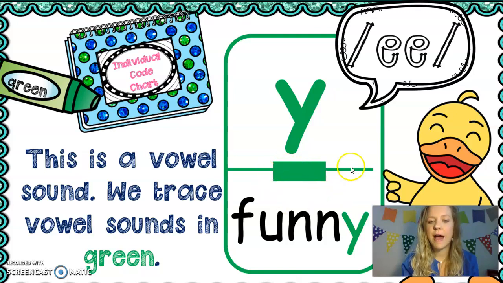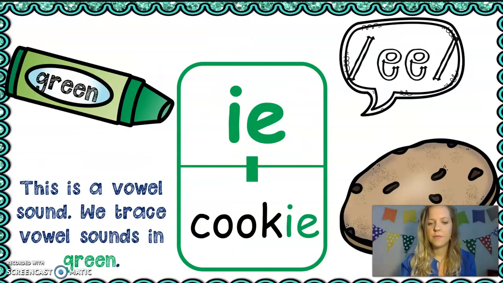And we see this power bar. Take a look at that power bar and see what you notice. This is going to happen so-so. So usually, or about half the time, you're going to see Y representing the EE sound, like in the word funny. Let's tap the word funny. F-un-e, funny. Very good.